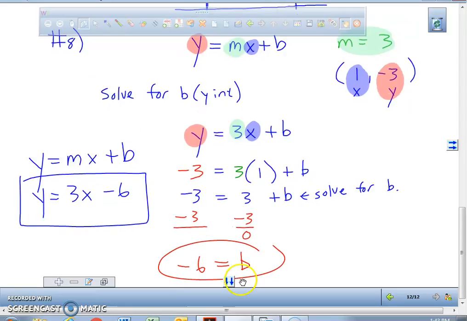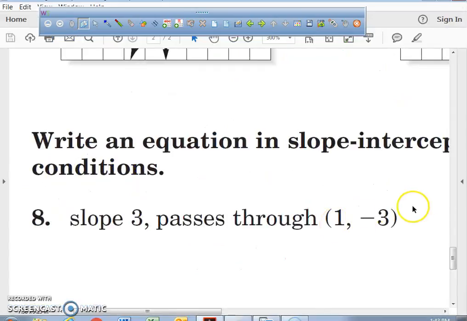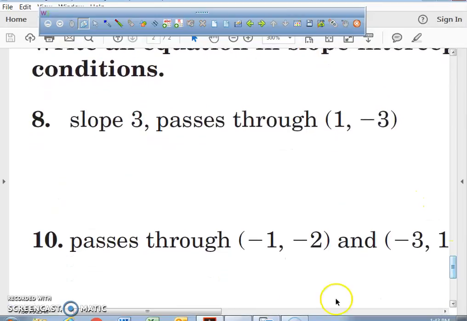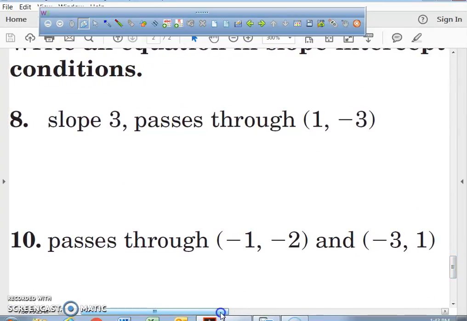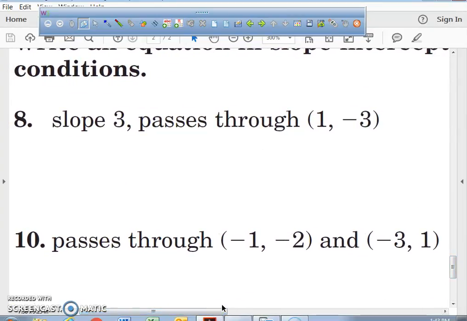All right? Here you're solving for b. But you still need what? You still need a slope first, right? So what I'd like you to do is go ahead and look at number 10. Okay? So right now, what I'd like you to do is take number 10, and I'd like you guys to go ahead and solve it from beginning to end. Okay? Go ahead and solve it. And we'll check it here in a few short minutes.